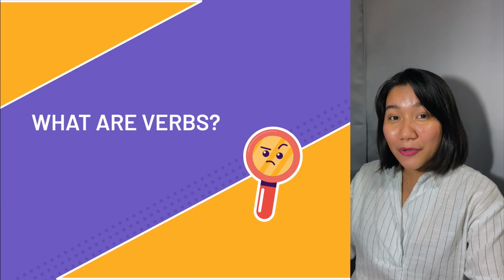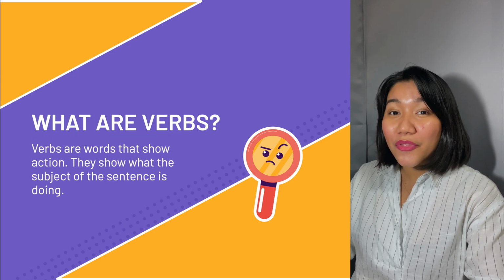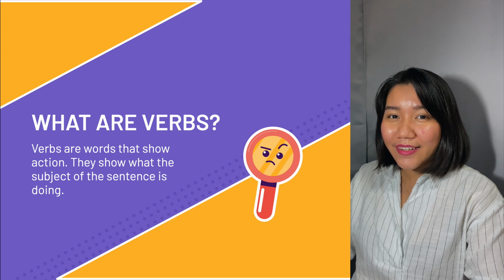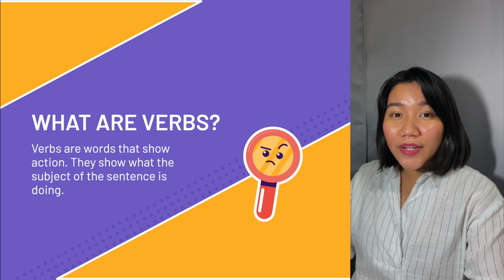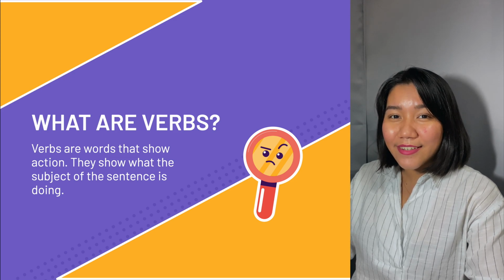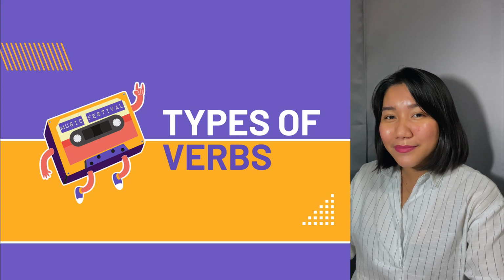Most of you will remember that verbs show action. Verbs show us what the subject of the sentence is doing. However, to have only one definition of a verb will simply limit your ability to recognize verbs in sentences. There are actually 3 types of verbs, and this video will help you recognize all of them.